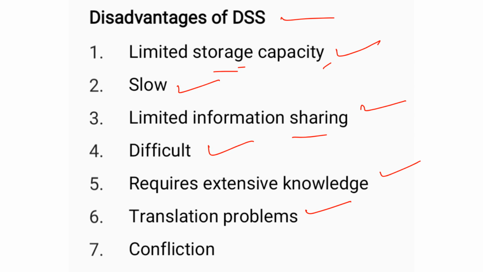Then translation problems. Users have to deal with several databases and models with different data models, resulting in translation problems. Different databases means the database language will be different, so every user cannot cope with all of those easily. Then conflict. Users may have to work on several decision scenarios at the same time, but this one can keep track of only one. So that is also one of the major drawbacks or disadvantages of DSS, conflict. So these are some of the disadvantages we discussed.